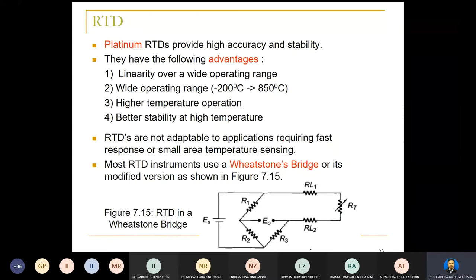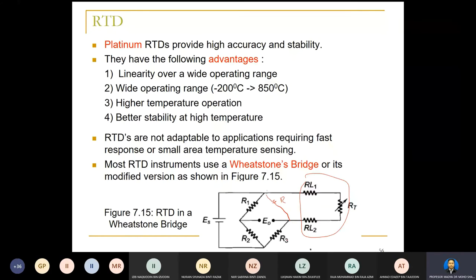Most RTD instruments use the Wheatstone bridge. You can see this part uses the RTD, so this resistor will change depending on the temperature. The concept is almost similar to the Wheatstone bridge. To balance it, we use the formula Z1 over Z2 equals Z3 over Z4, and for Z3, for example, this one is the R.